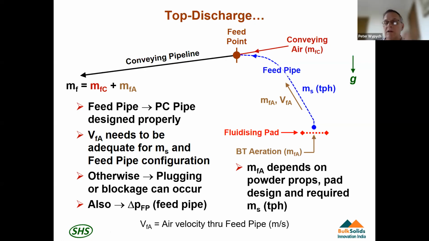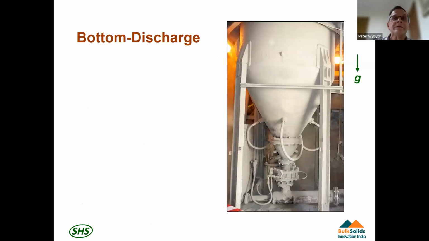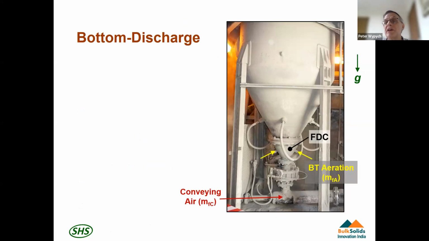So again, it's coming back to understanding all those key issues and differences of these different blow tank designs. With bottom discharge, you're discharging with gravity. That's an advantage. Here we've got the conveying air from left to right. We've got the blow tank aeration air, in this case through a fluidizing discharge cone. There are some additional hoses that you can see there that weren't needed. And here we've got the discharge going in the direction of gravity, so we don't have any feed pipe losses here. We do have that bit of saving, if you like.